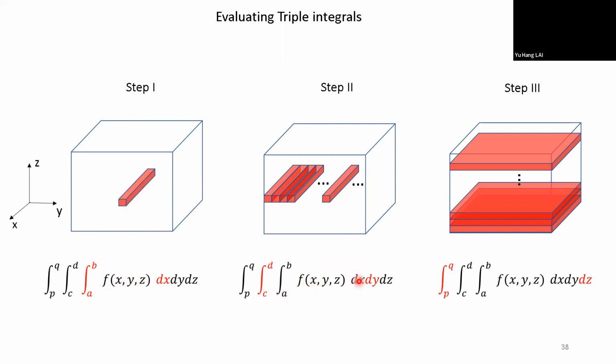Then the second step, the second layer: now I figure out one of these bars, small lines, and then I'm considering all the bars in the same layer or the same level. After the second step, I figure out the entire layer of this box. And then the last step is that I consider all the layers in this box.